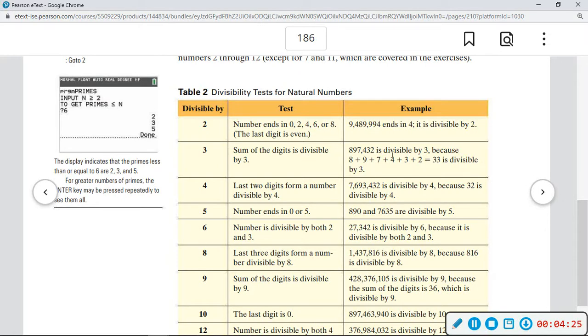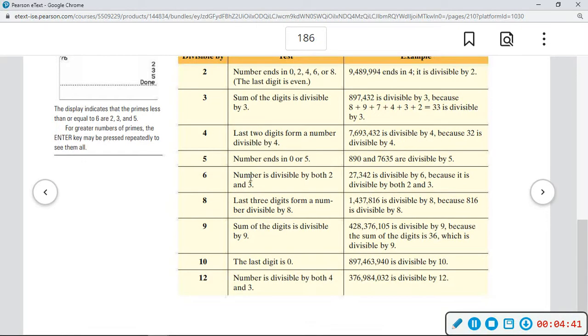If you had this big number right here, we want to know, is it divisible by 3? Then we would add up 8, 9, 7, 4, 3, and 2. Add up all those, and we'll get 33. If 33 is divisible by 3, then the whole number is divisible by 3. By 4, if the last 2 digits form a number divisible by 4, so just look at the last 2, and if that's divisible by 4, the whole number is. By 5, if it ends in 0 or 5.